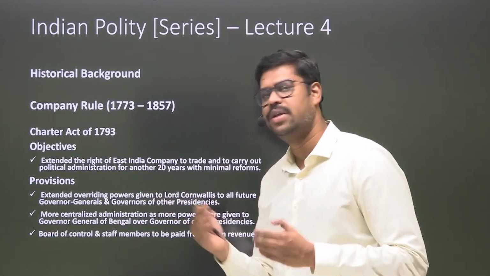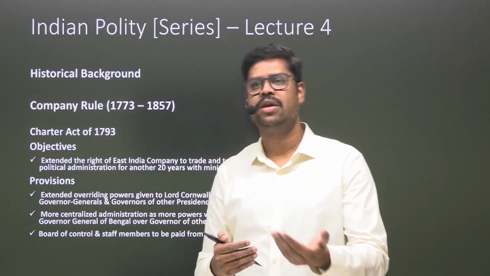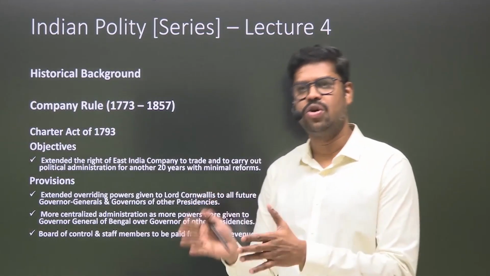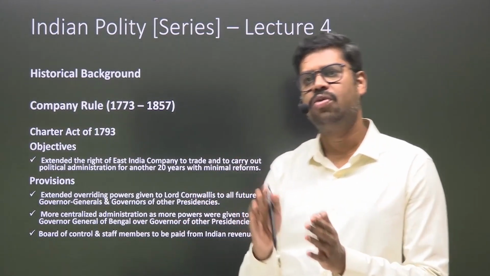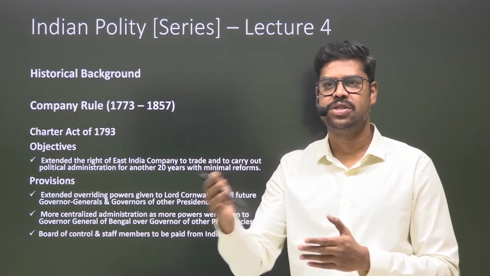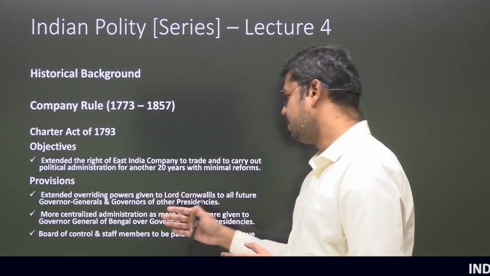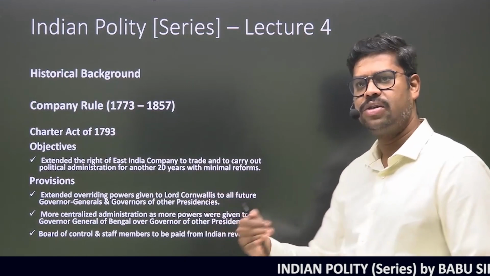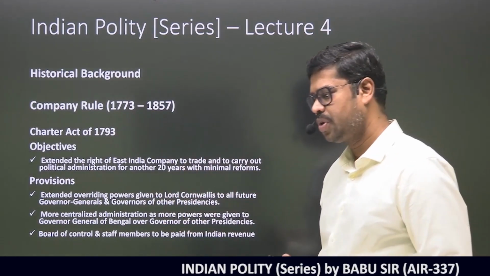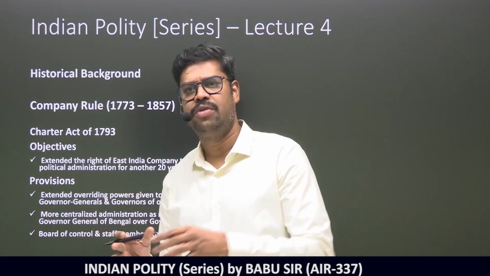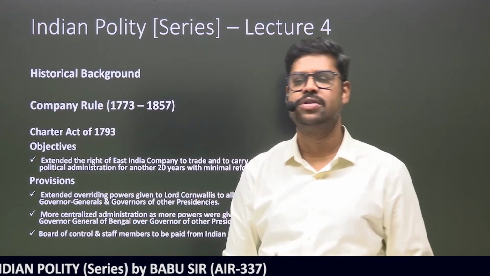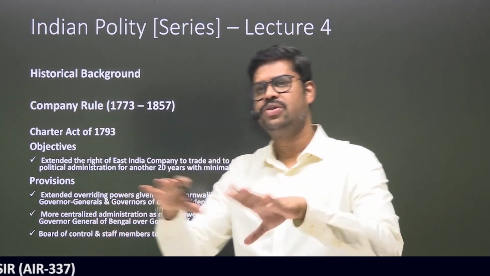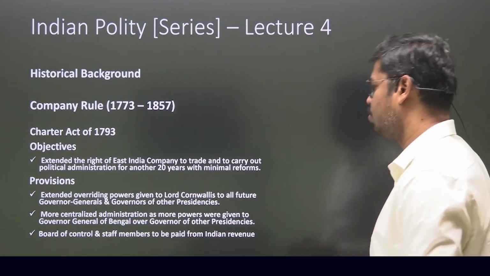It extended the power that was given to Cornwallis to all the other future Governor Generals. What was the power given to Cornwallis when he was appointed Governor General? Cornwallis was given the power to veto the decision of the Executive Council. Similar power was extended to the future Governor Generals, and also to the governors of other presidencies. For example, apart from the Governor General of Bengal, there were the Madras Province and the Bombay Province, so there were other governors. They also had their own councils, and those governors also had the power to veto the advice given by them.